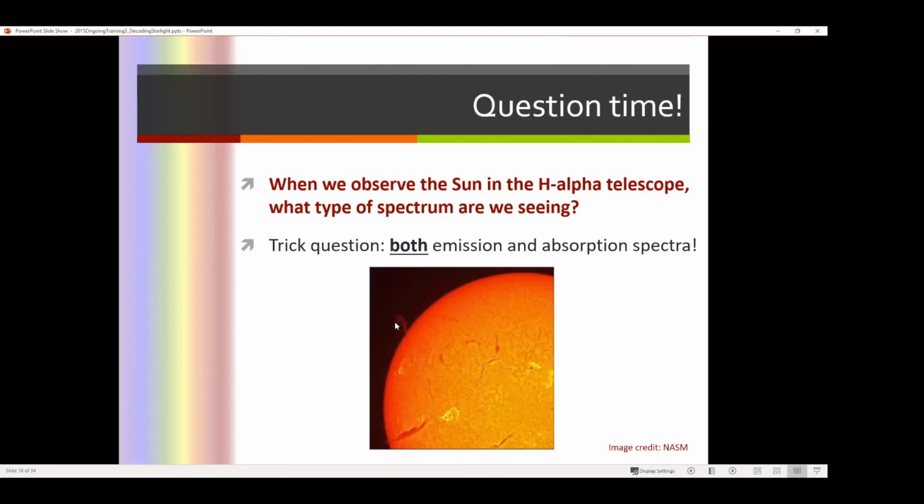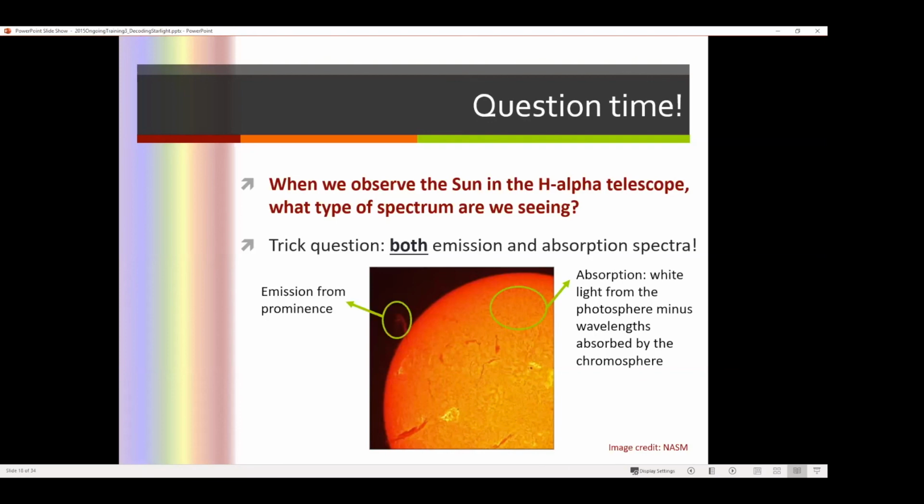But with something like a prominence here, we're seeing light that's being emitted by that prominence. And the same is true with a filament down here. Yep. So we have absorption of the white light from the photosphere minus the wavelengths absorbed by the chromosphere. And then we have emission from the prominence. All right, so fun fact, we see both. You can get absorption from the filaments.